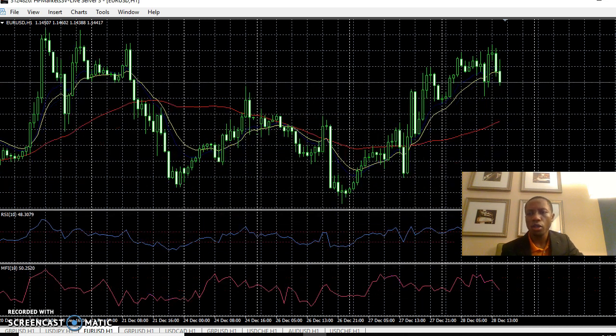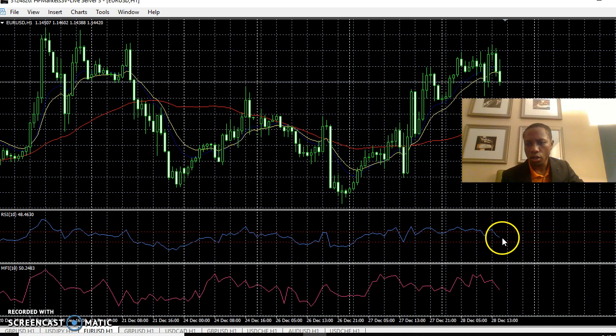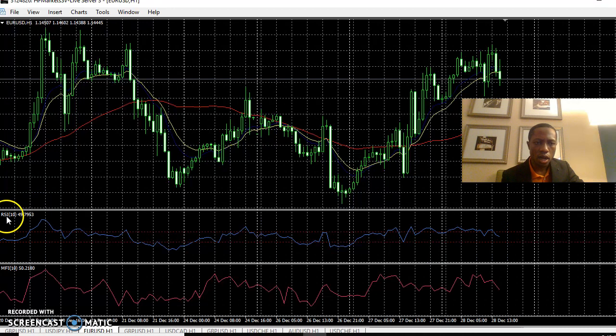Now you can see from here the direction of the money flow index and the relative strength index. They move together. And they are both in tens. Okay, can you see the setting here? RSI is 10, money flow index is 10. Okay, it's very important to know this.